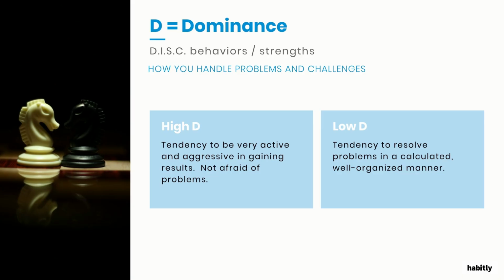All right, I'm a super high D. I could run for the president of the United States. I do not want to be president, but I want to solve the problems our country is facing. Now, the reverse of that is the low D. The low D is not going to rush. They're going to take their time. They're going to gather their information, and they want to be very calculated, well organized, so they avoid making mistakes.